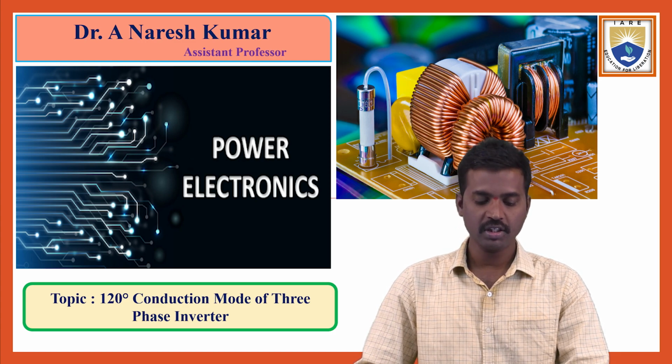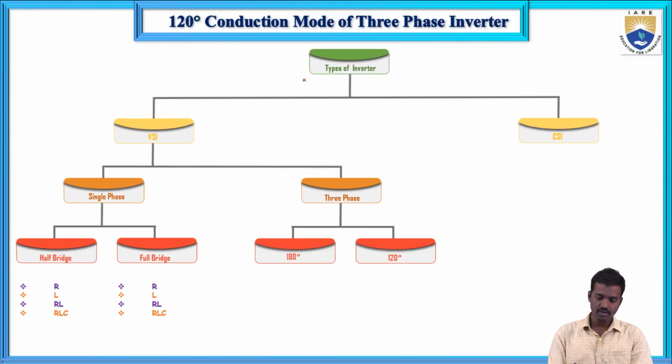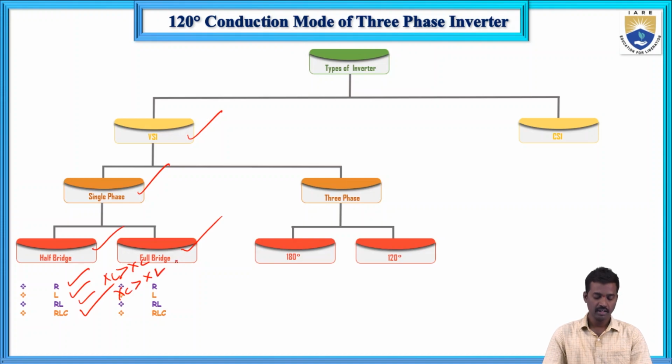Today we are going to have a discussion on 120 degrees conduction mode of three-phase inverter. In the previous lecture, we covered the voltage source inverter: single phase, half bridge and full bridge inverter, with R load, L load, RL load, and RLC load, in which XL is greater than XC and XC is greater than XL. The same applies for the full bridge inverter.